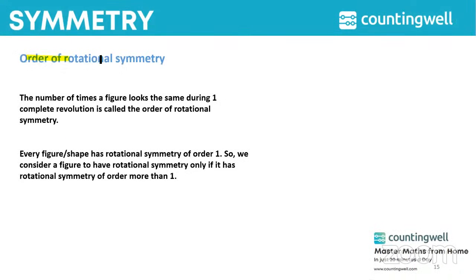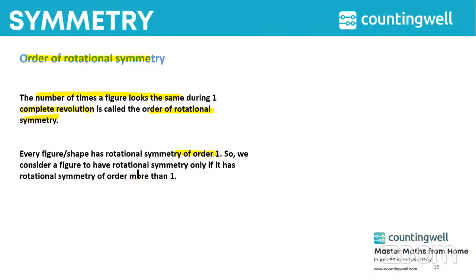Let us see what is order of rotational symmetry. So when you rotate an object or figure by one complete revolution, or by 360 degrees, the number of times the figure looks the same or takes the same position is called the order of rotational symmetry. So every figure or shape has rotational symmetry of order 1. So no matter whether it has line symmetry or not, if you rotate any shape or figure by 360 degrees once or twice or thrice and so on, you will always get the order 1.